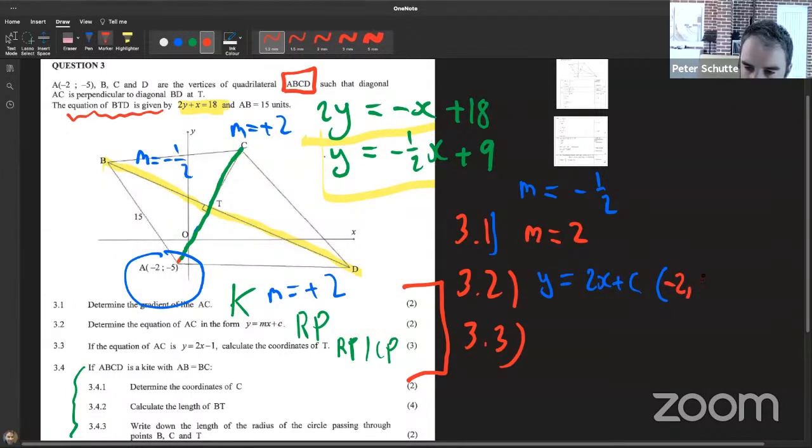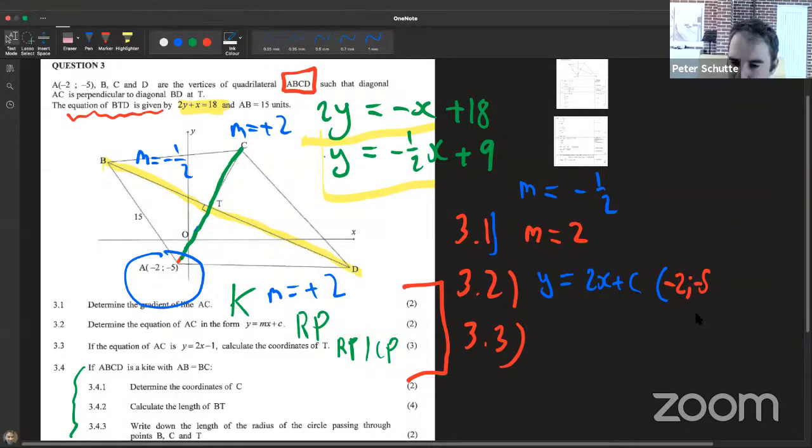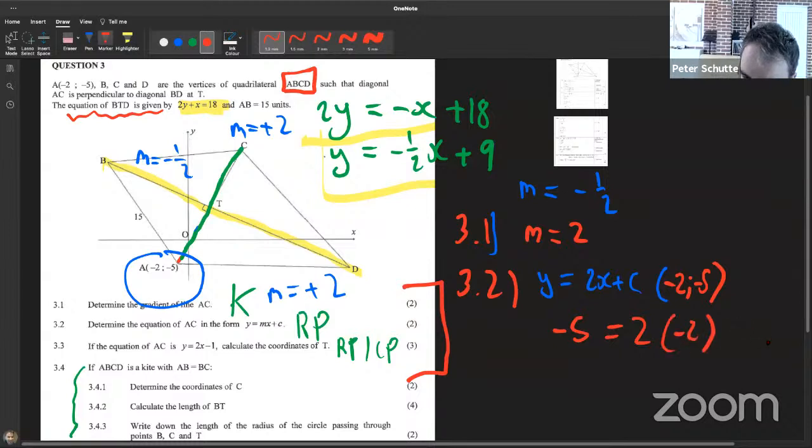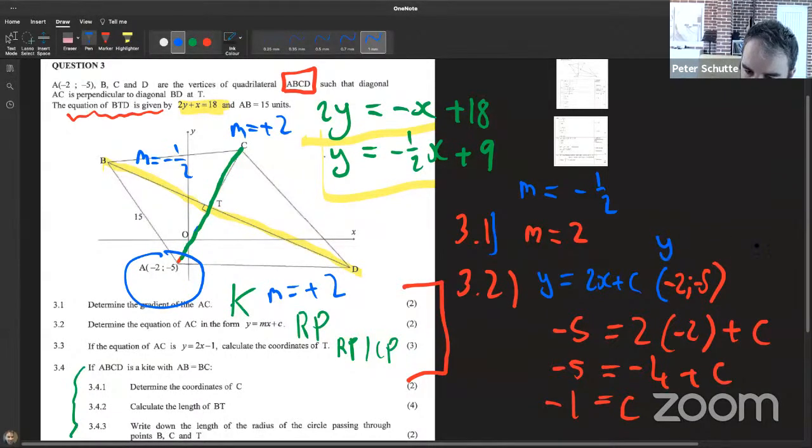-2, -5. I'm going to move my Zoom people to the top. Now, how do we use these? We sub them into the equation. So we go -5 equals 2 times -2 plus c. Try and avoid silly mistakes. Equals -4 plus c. If I add 4 to both sides, I'm going to get -1 is c. And so the equation of my line is y equals 2x minus 1.